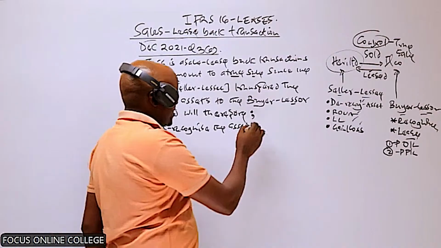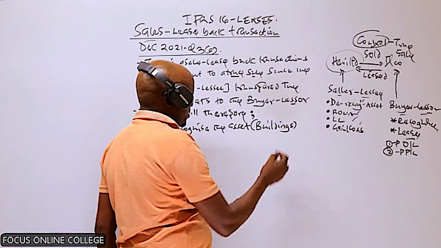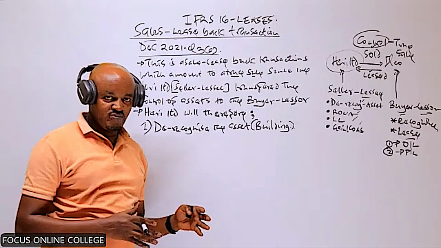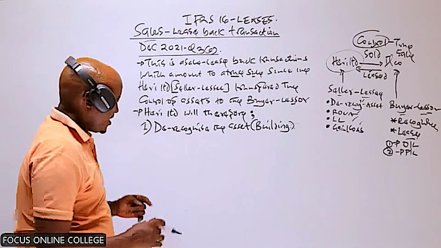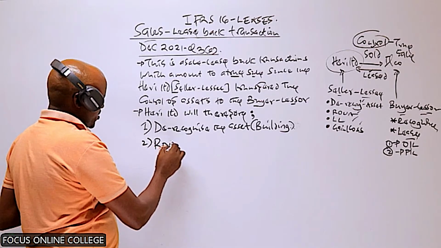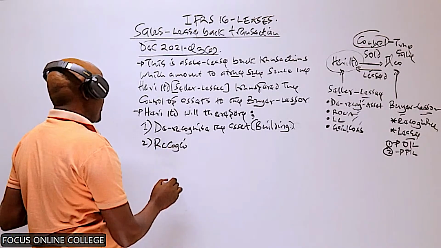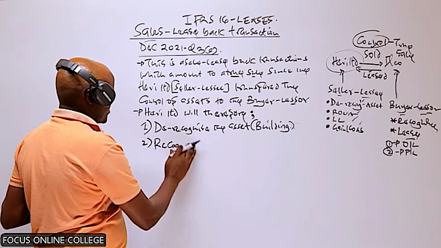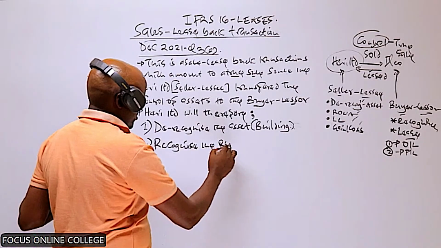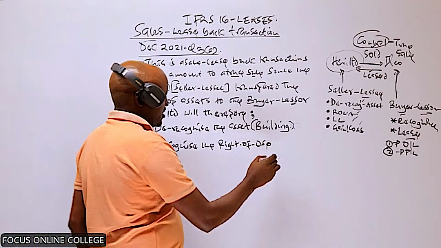Remember, in this case, the asset is specifically a building. So that asset will be derecognized. It will be removed from the statement of financial position of HNL Limited. Number two, this company will also recognize the right-of-use asset.